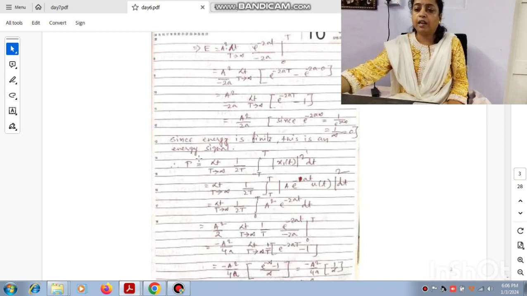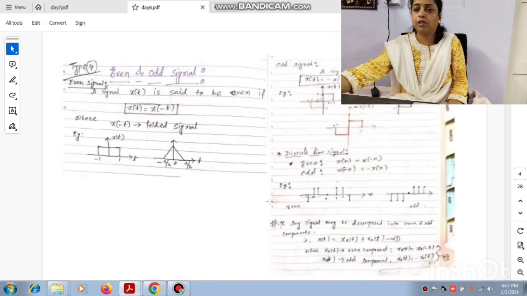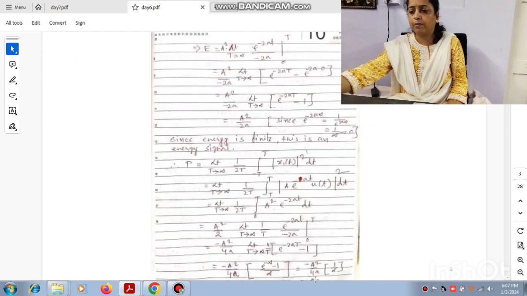Now if we want to calculate the power of this signal using the power formula, then we substitute and solve the integration. Power is going to come as 0, because 1 by 2T, T is infinity, so A square by 2a into infinity. That means A square by infinity, and anything divided by infinity is 0, so power will be 0.